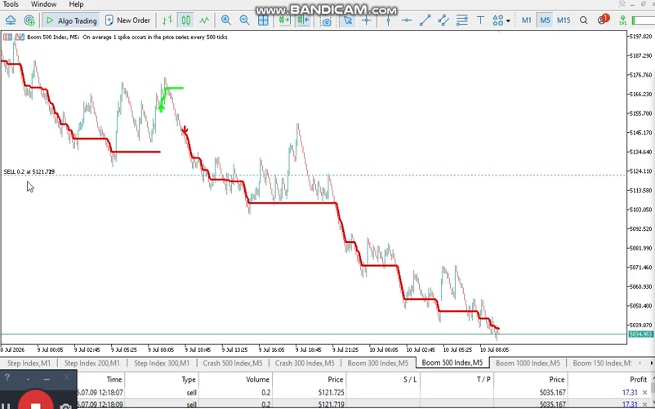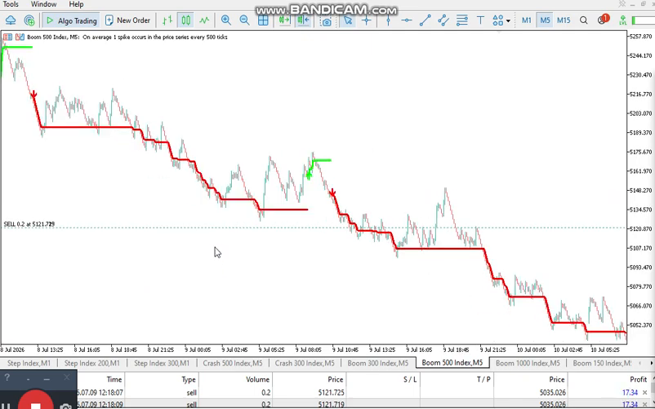And I opened this with the lowest lot size, which is 0.2. Just imagine that I opened it with 0.5. This would have doubled my profits on this particular indicator. And you can see we have another one here which does not go along with the trend, but it goes a little bit before we have another strong move.